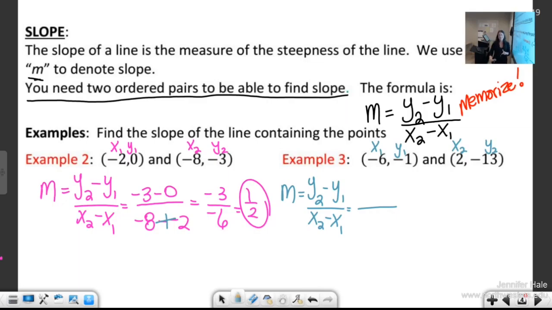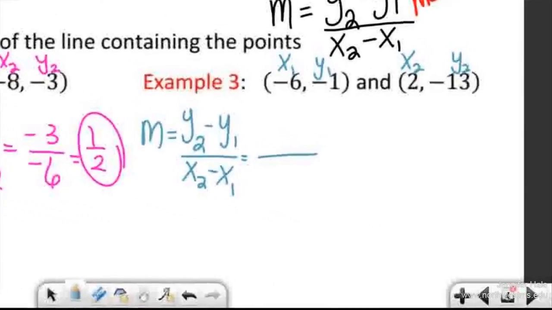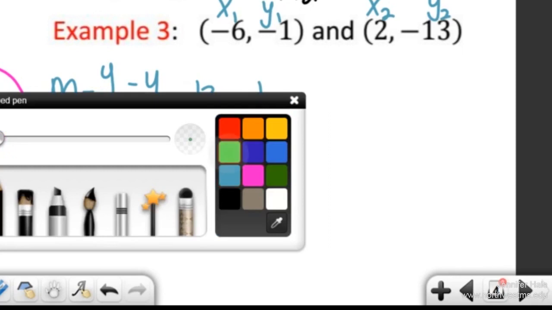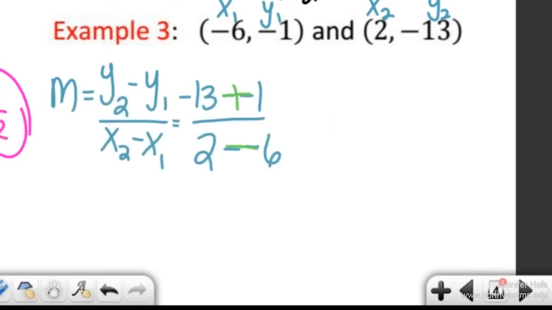All right, so if we plugged it in, and you labeled them across the top, what is y sub 2? -13 minus, what's that, y sub 1? -1. All right, x sub 2, 2 minus x sub 1. Does anybody have any questions on plugging it in and where the numbers go? Okay, so both of them have those double negatives, which are going to turn positive.